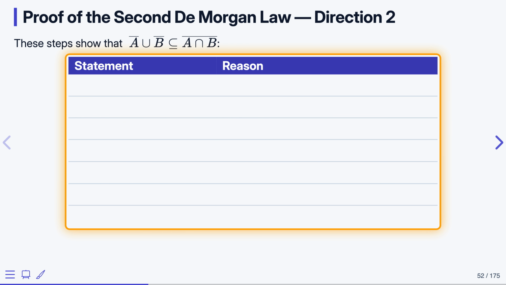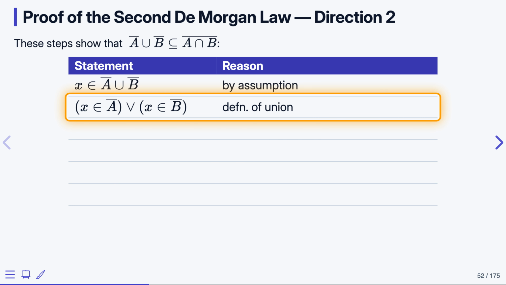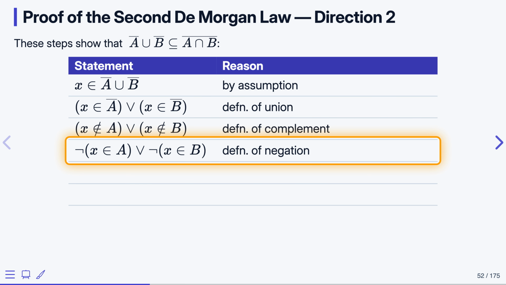Now the second direction, going the other way. We assume x is on the right, and we must show it is on the left. We assume x is in the complement of A union the complement of B. By the definition of union, that means x is in the complement of A, or x is in the complement of B. By the definition of complement, that means x is not in A, or x is not in B. By the definition of negation, we can write this as not x in A, or not x in B.